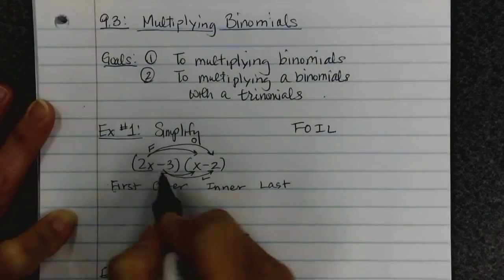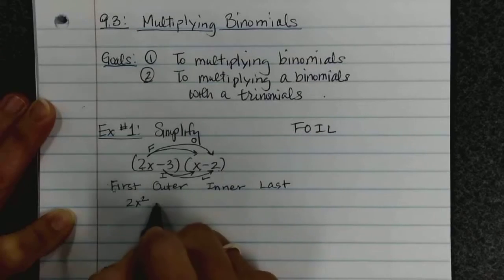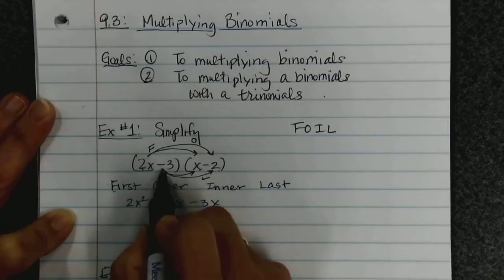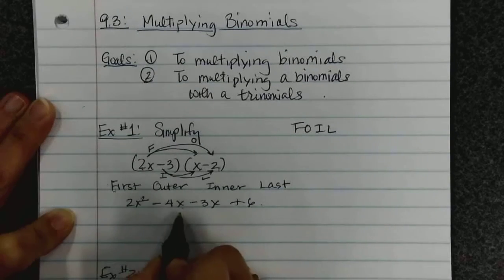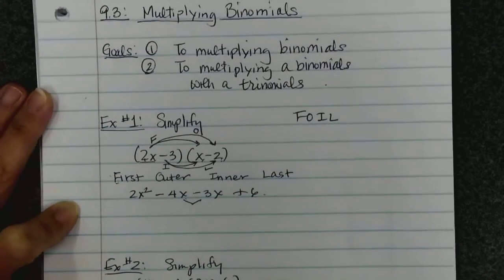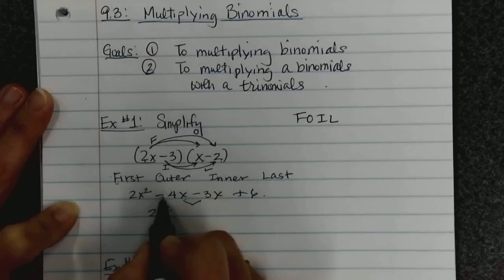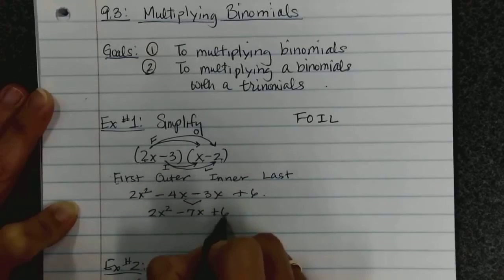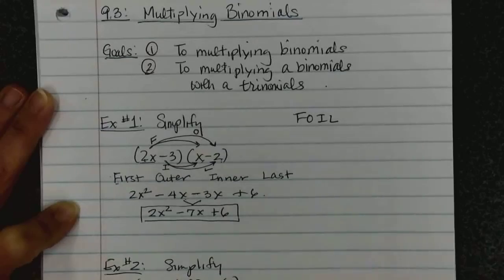So now when we FOIL, we do the 2x times x is 2x squared, and then 2x times negative 2 will be minus 4x, and then negative 3 times x will be minus 3x, and then negative 3 times negative 2 makes it a plus 6. So first, outer, inner, last. And if you notice, the middle two terms are my like terms. Most of the time, those two will always be my like terms. So now when we simplify it, we get 2x squared, negative 4x minus 3x makes it a 7x plus 6.